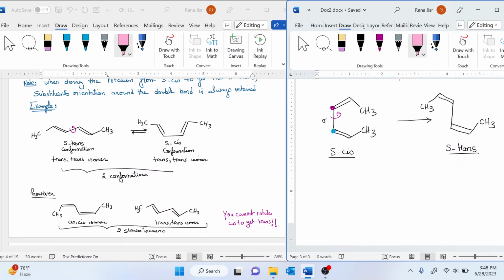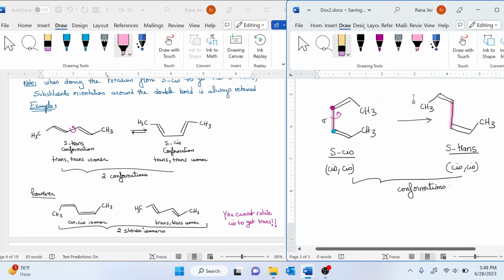These two are called conformations because they are only involving the rotation around the sigma bond. I did not change the orientation of the substituents. So I am starting here with a cis, and I am ending up with another cis. I am not changing the orientation of the groups on the double bond, so these two are called conformations.